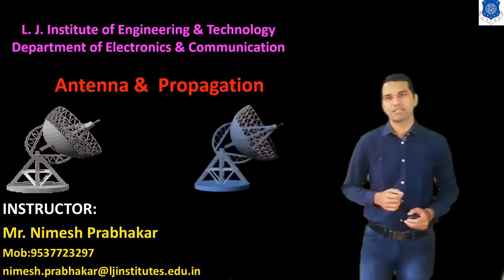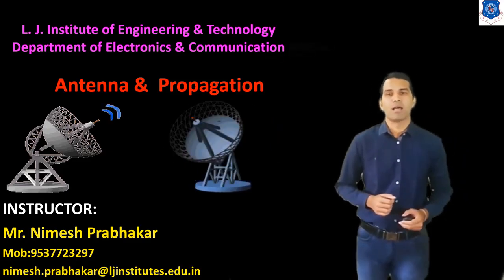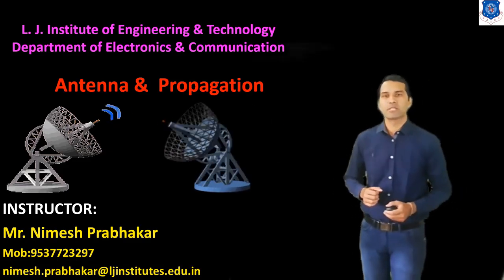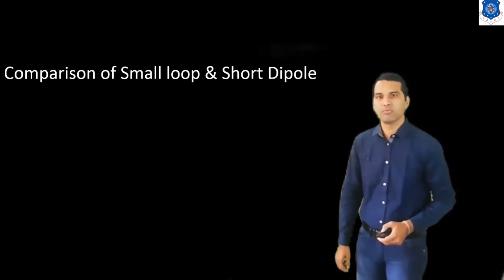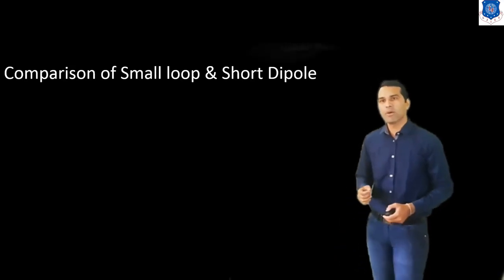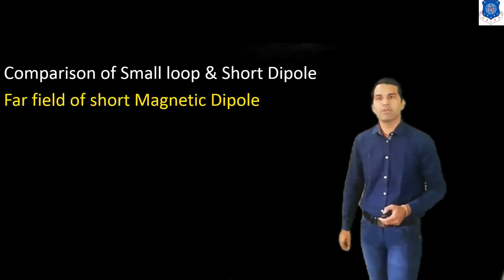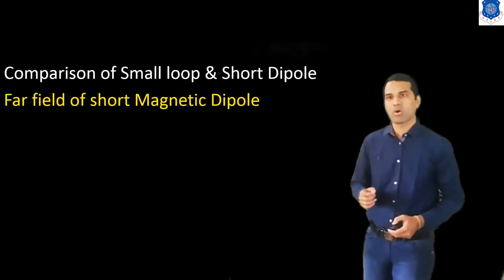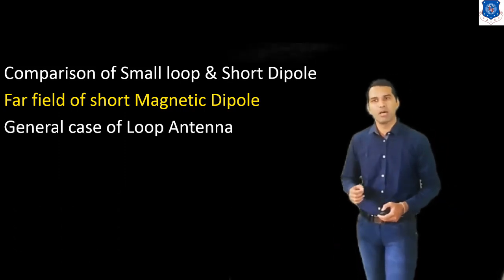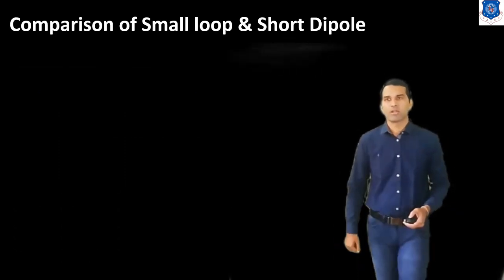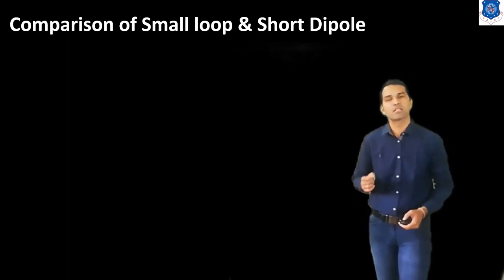In my previous lecture, I started a new chapter, chapter number 5, loop antenna, and we discussed the introduction of the loop antenna. Now, in this lecture, we first discuss the comparison of small loop and short dipole. Then we discuss the far field of the short magnetic dipole. And last, we discuss the general case of the loop antenna. So now we start with the first one, comparison of the small loop and the short dipole.